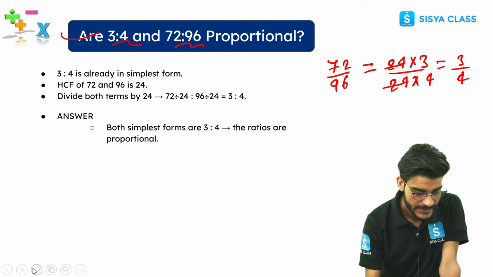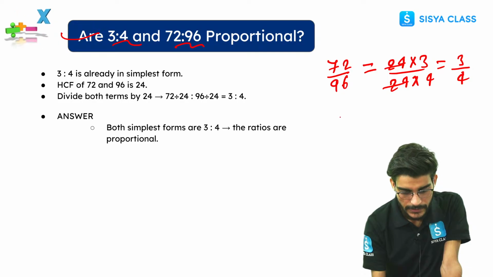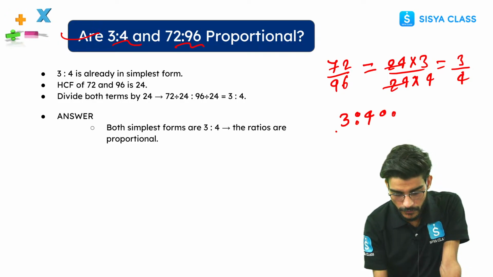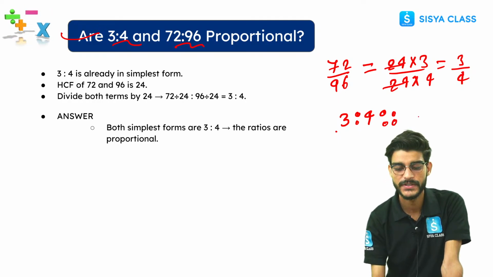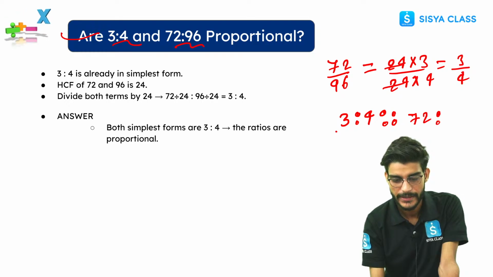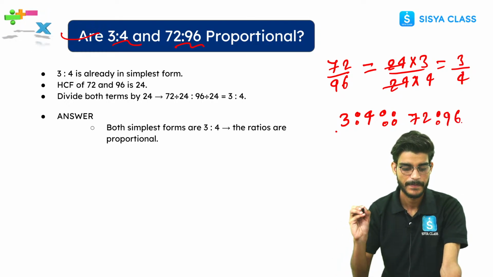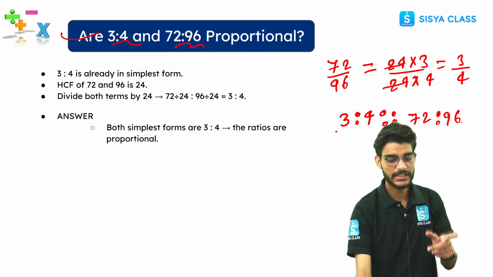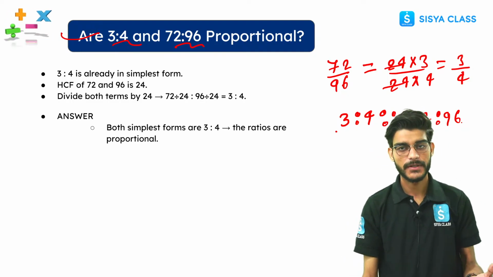If we write this in a slightly more standard form, we can write 3/4, 4 dots, this is the sign of proportional, and 72:96. Clear? 3:4, 72:96. So this is how you will represent any proportional.